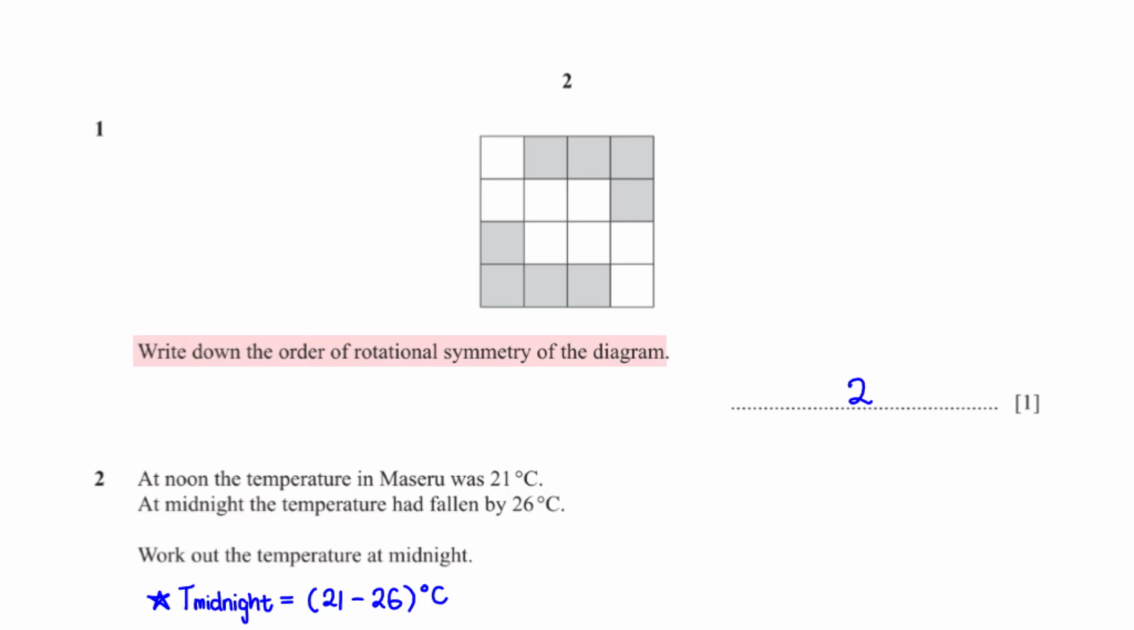Write down the order of rotational symmetry of the diagram. When we rotate the diagram 180 degrees, it looks exactly like the original. And when we rotate it another 180 degrees, we come back to the original. And so the order of rotational symmetry is 2.